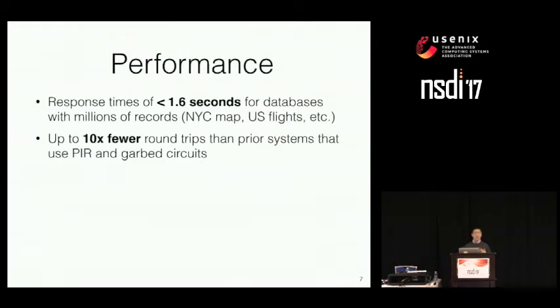Earlier, I talked qualitatively about Splinter's practical query performance, but here are some key performance numbers. We have response times of less than 1.6 seconds for databases with millions of records, such as the New York City map and US flights. And we have up to an order of magnitude fewer round trips than prior systems that use private information retrieval and garbled circuits. And this means that Splinter is the first system that can keep users' queries private while achieving practical performance for many current web applications.